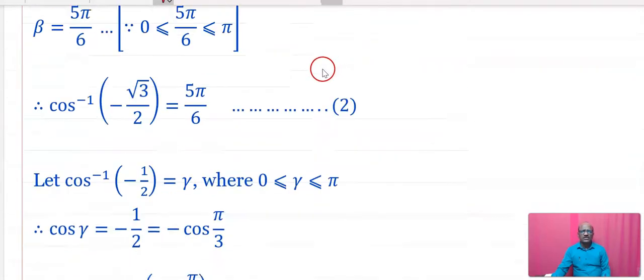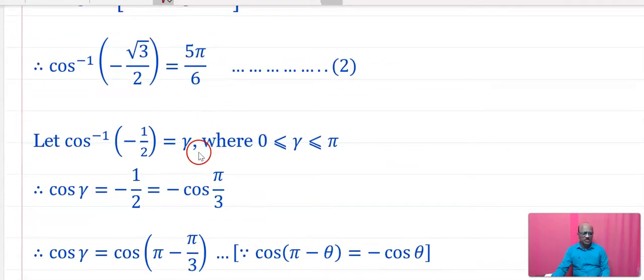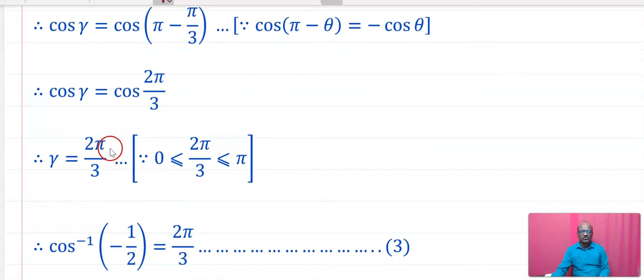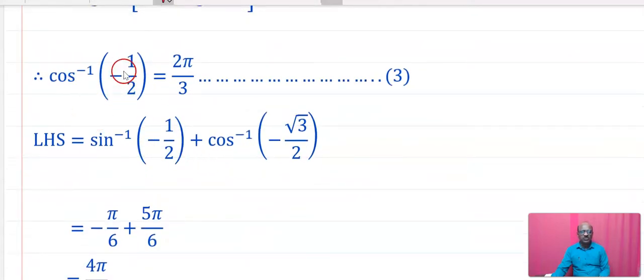And the last value is minus 1 upon 2. Cos inverse of minus 1 upon 2 is gamma. Okay, therefore cos of gamma is equal to minus 1 upon 2. Again, 1 upon 2 is the value of cos of pi by 3. Therefore cos of gamma is equal to, again by the allied angle, cos of pi minus theta is minus cos theta, so this can be written as cos of pi minus pi by 3, which is cos of 2 pi by 3, and that's why gamma is equal to 2 pi by 3, where this 2 pi by 3 lies between 0 to pi, and hence cos inverse of minus 1 by 2 is equal to 2 pi by 3.